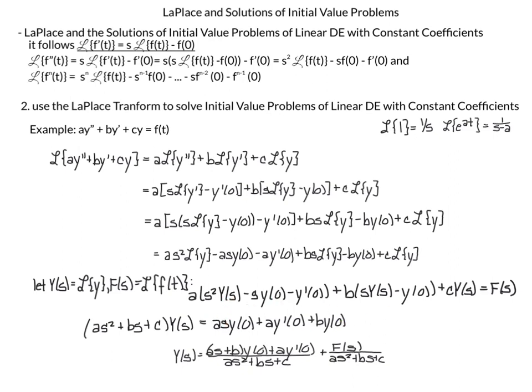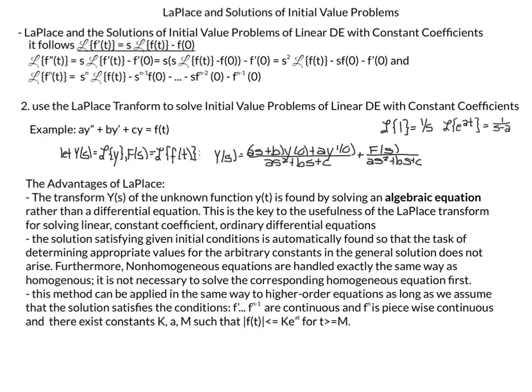So I can solve this, and I get Y of s is equal to (a s plus b) y naught plus a y prime of 0, over a s squared plus b s plus c, plus, now I also need my F of s over a s squared plus b s plus c. And here's what our solution is going to look like. And when we actually have a problem with a's and b's and c's defined, we're going to use our partial fractions to be able to decompose this part here.